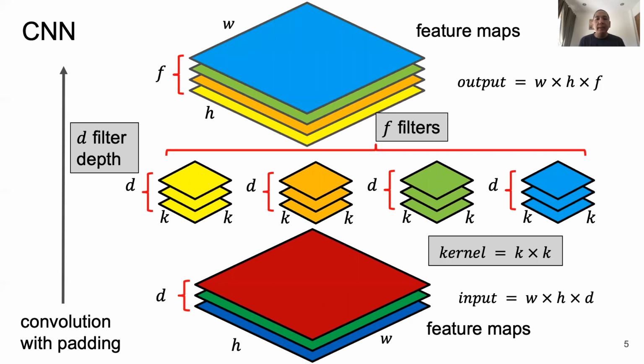From here, we can see that the convolution needs kernel size, k by k, the number of filters f, and the depth of each filter, d. These are the terms in the gray boxes. For each filter, there is also an optional bias term.